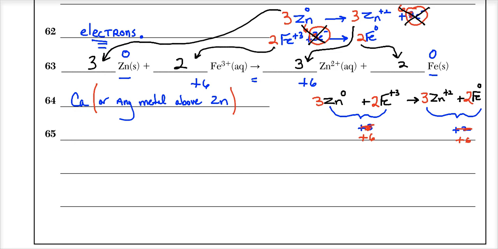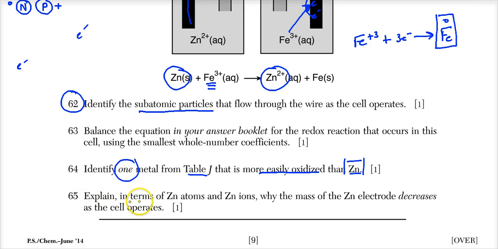Okay, number 65. 65, explain in terms of zinc atoms and zinc ions. They're asking you to explain in a certain way. Don't be vague. Explain how they want you to. Why the mass of the zinc electrode decreases as the cell operates. So in terms of the atoms and the ions, you have to match both of them.